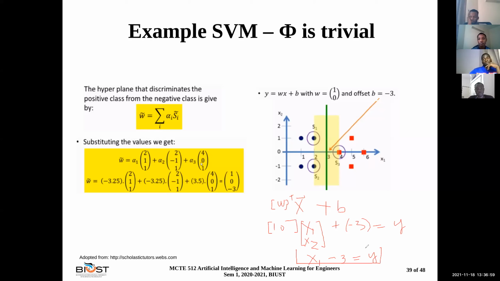Okay, so let's check. So given this S1, X1, let's just say we take the support vector. So what is X1 here? It's 2, right? We don't consider X2 because X2 is multiplied by 0.